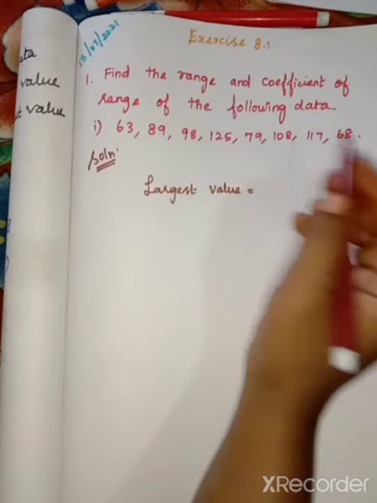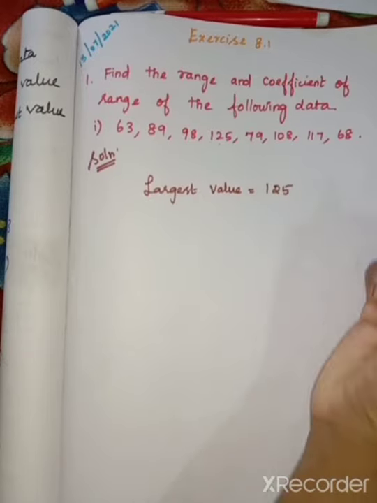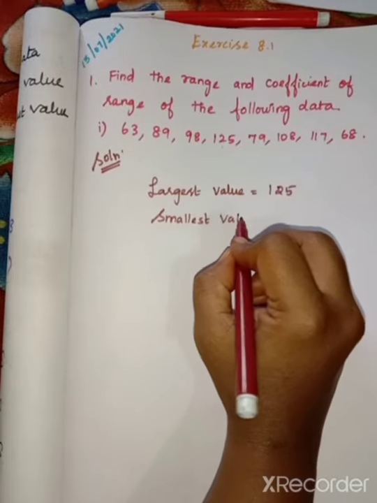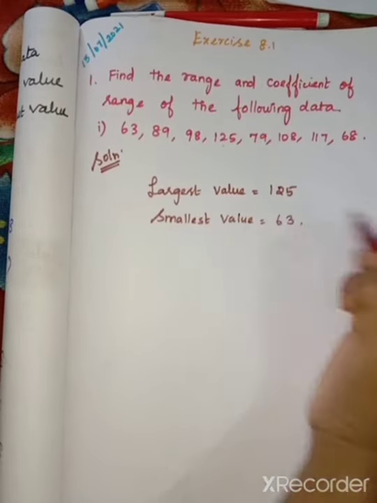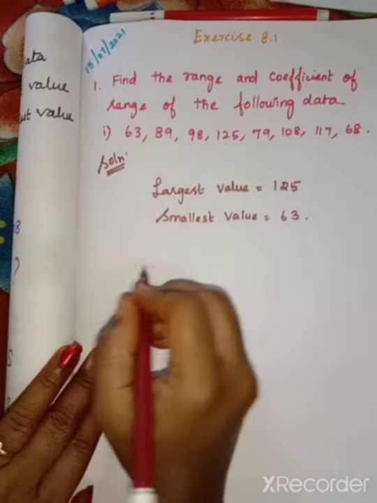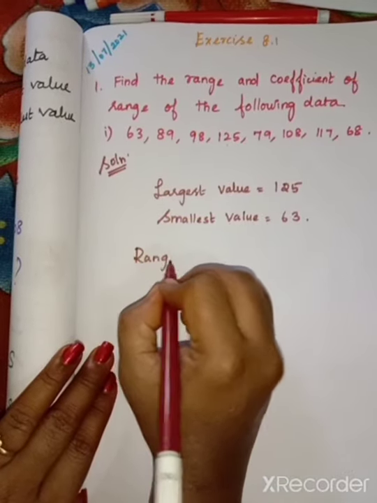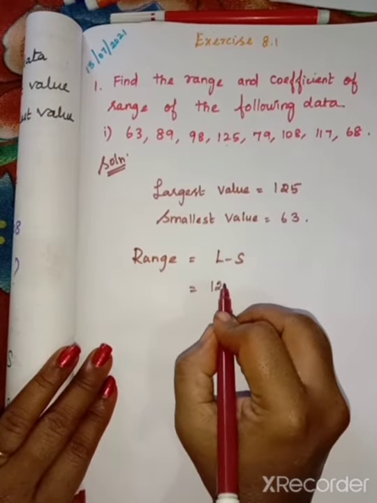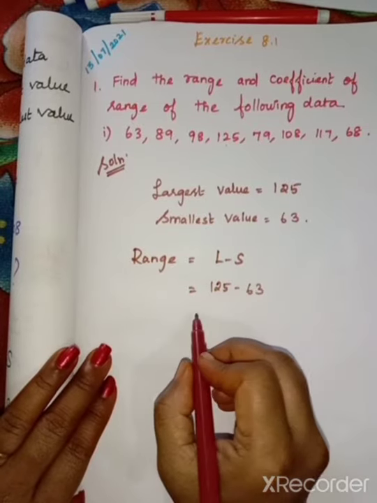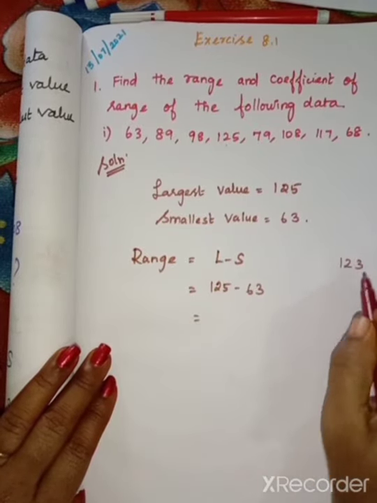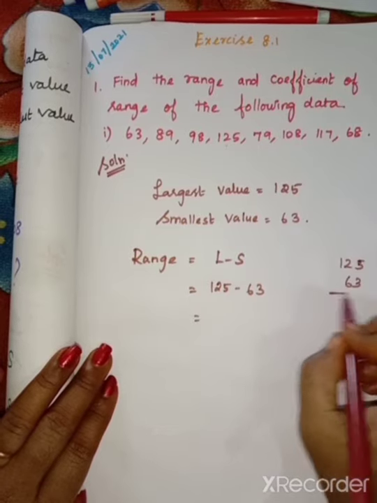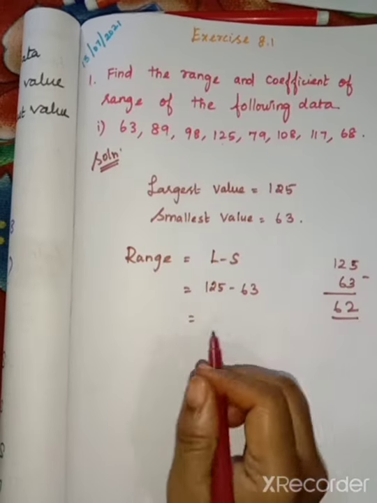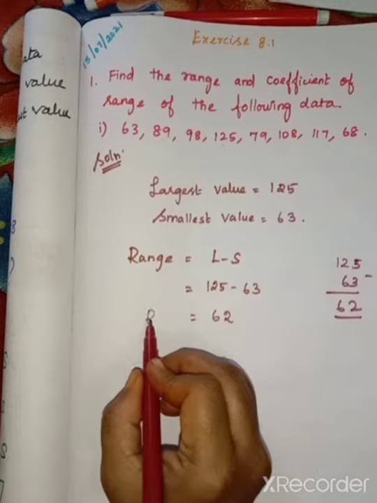So here the largest value is 125. Smallest value is 63. Then use the formula: range equals L minus S. So here the largest value is 125 minus the smallest value 63. So here we want to subtract: 125 minus 63. 5 minus 3 is 2, 12 minus 6 is 6. So here the range value is 62.